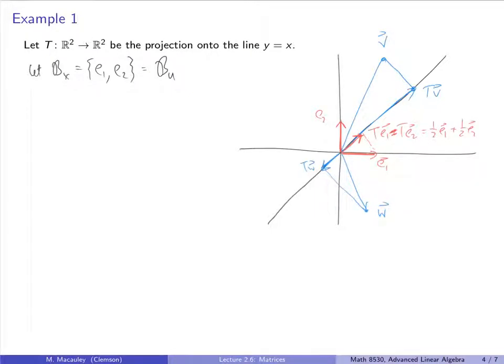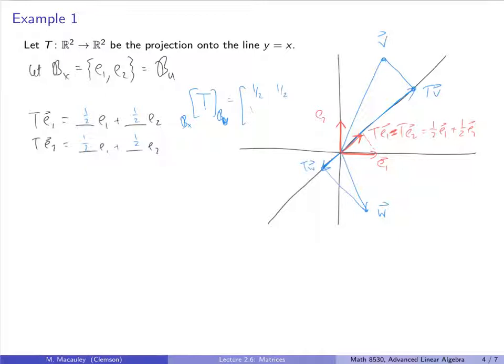So let's take our input basis, take e1 and e2, and let's apply T to it. If we do that, we get something times e1 plus something times e2. And just from this picture, you can see that those coefficients are going to be 1/2. So we get 1/2, 1/2, 1/2, 1/2. So here, our matrix T with respect to Bu and Bx is just 1/2, 1/2, 1/2, 1/2. Okay, so that is one way to do this.